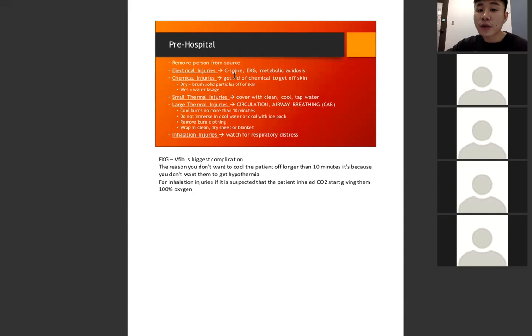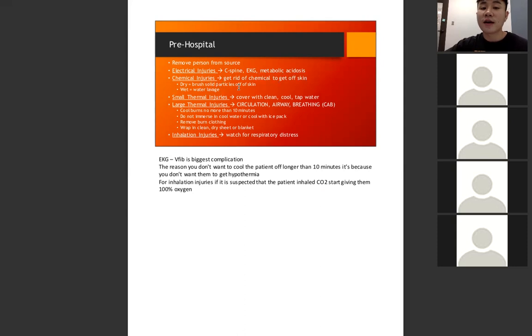With electrical burn injury, usually we have to make sure the cervical spine is stabilized. We then do an EKG to make sure that the heart arrhythmia or dysrhythmia is not lethal. And then we have to consider metabolic acidosis. Why? Because the breakdown of the muscle leads to the release of a substance called myoglobin.